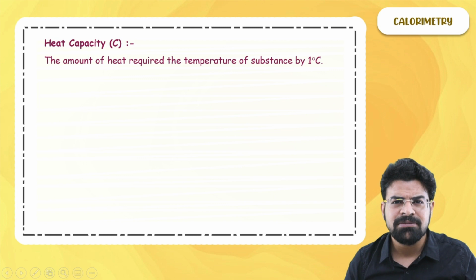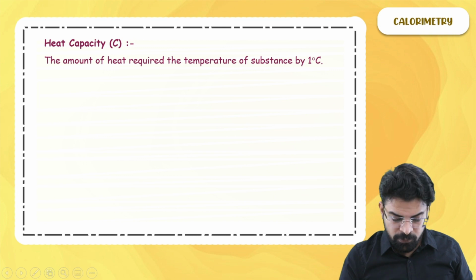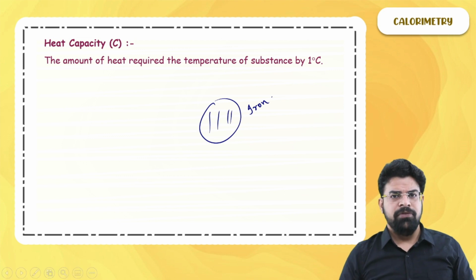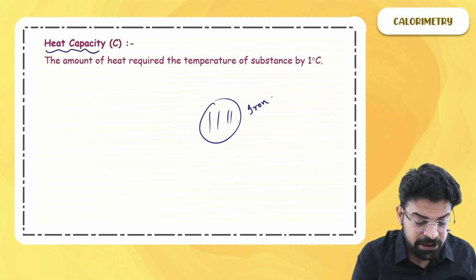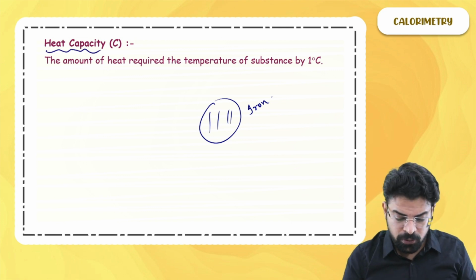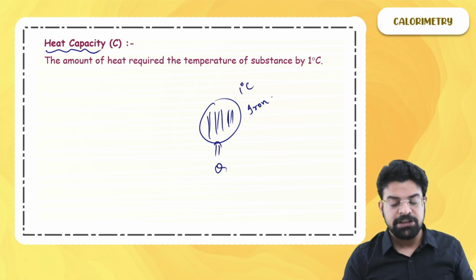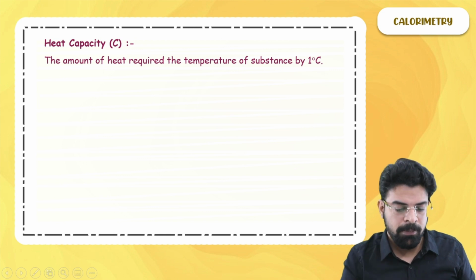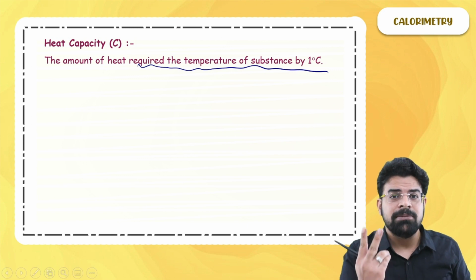Sir, how much substance? 1 kg, 2 kg, 3 kg. We define the heat capacity for an object. For example, let's say we have made a sphere made up of iron. We define the specific heat for iron, but we define the heat capacity for this sphere. I will say to increase the temperature of this sphere by 1 degree centigrade, every time I have to provide this much of heat. So the heat provided to increase the temperature by 1 degree centigrade every time. So we define the heat capacity for a body. So amount of heat required to raise the temperature of substance by 1 degree centigrade. Which substance? Any substance.